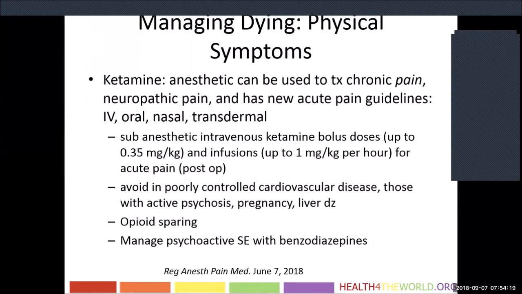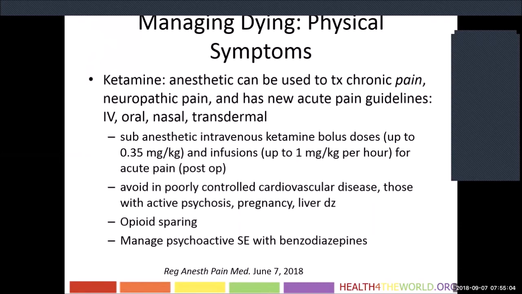The IV dose is using sub-anesthetic intravenous ketamine boluses, starting up to 0.35 milligrams per kilogram, and infused up to 1 milligram per kilogram per hour for acute pain. And these guidelines were based on post-operative pain, but I think these are the same doses that we're using in the active dying phase as opioid sparing for people who aren't tolerating them well, or we're not getting anywhere with the opiates. You can actually use ketamine to potentiate your opiates. So if you're having patients who you're increasing the dose, but they're developing neurotoxicity or they're having hyperalgesia, you could actually give ketamine and be able to lower the dose of your opiates and try to achieve pain control.